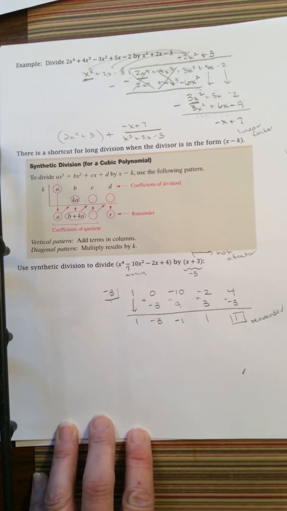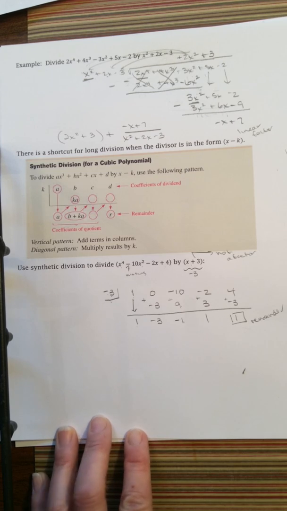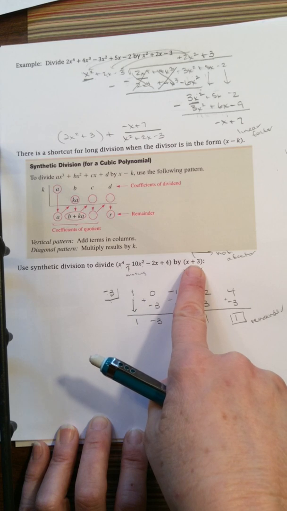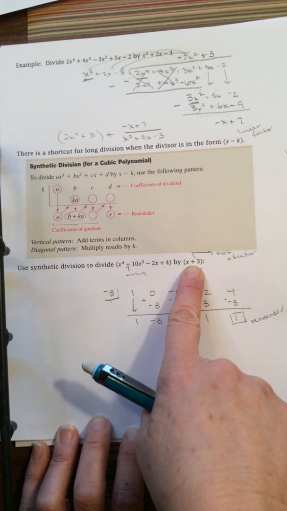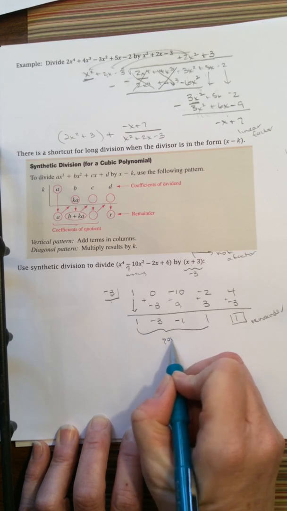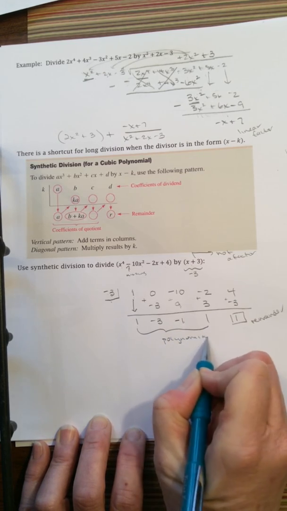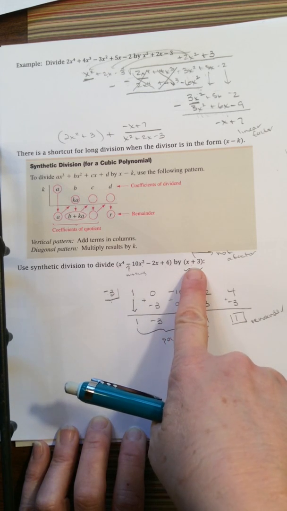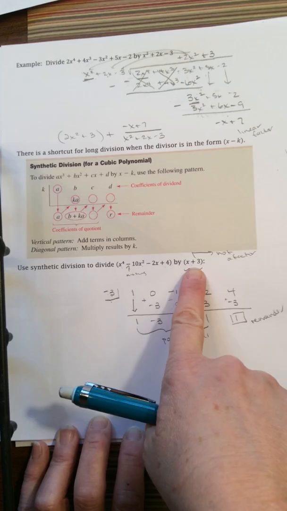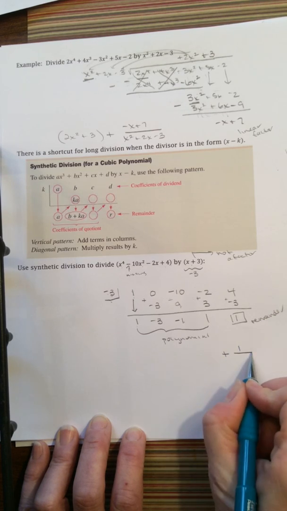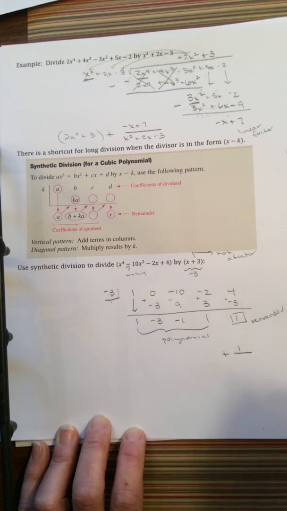But I still can write my answer as proper now. I'm not going to be taking this divided by that and making an improper fraction. What I'm going to end up with is this polynomial plus this remainder over that divisor. So I'm going to do the exact same thing. It's just that I don't have all the x's to deal with. So I'm going to say plus 1 over what I was dividing by.